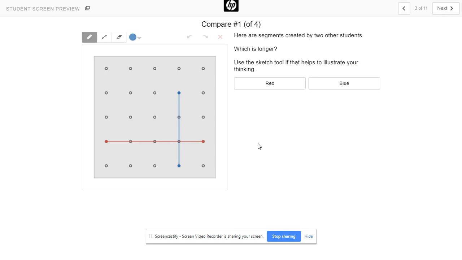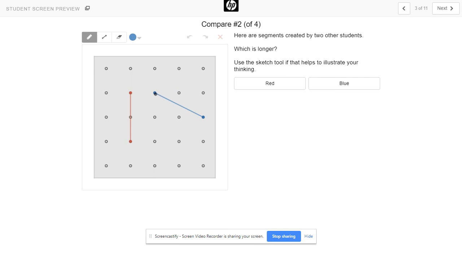These next 4 slides, we're just going to be comparing these red and blue line segments. So when they're straight across, straight side to side, straight up and down, you can just count them, right? Because we can just count from pin to pin. So I'll let you do that one on your own.